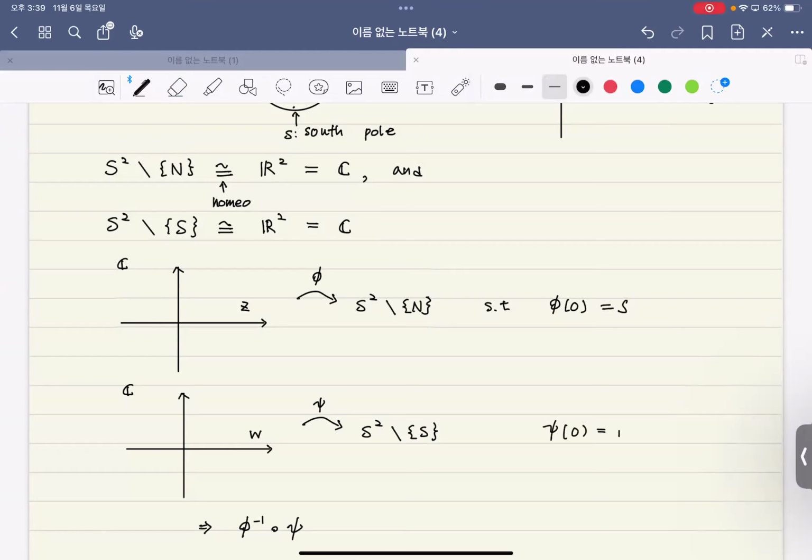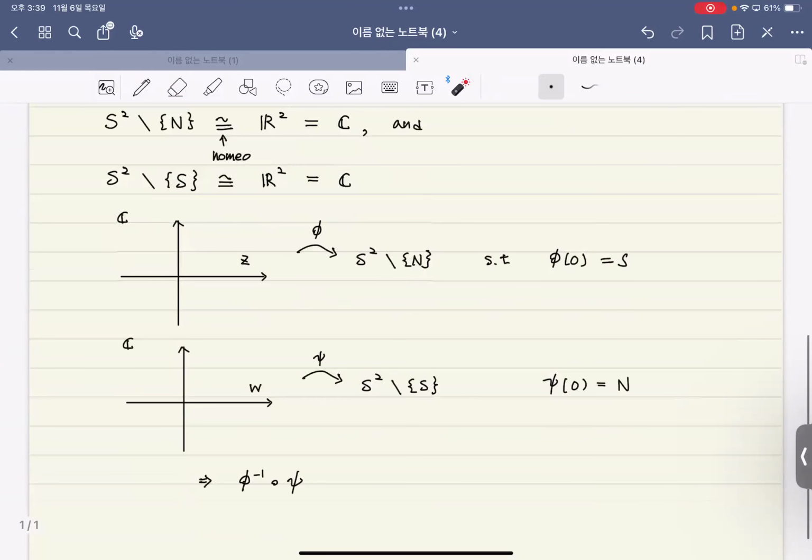Psi of 0 is being mapped to the north pole. So if I take a composition of these two maps, then this is actually a map from C minus the origin to C, right? And this function is very interesting. So this function is actually mapping z to w, which is 1 over w. So this is C.